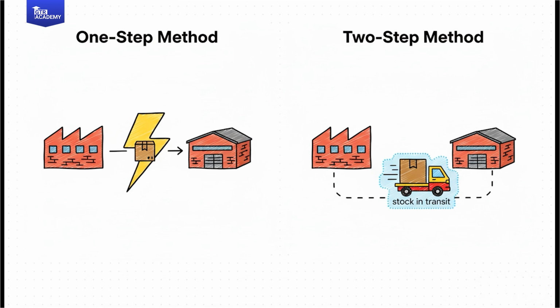But with the two-step method, it's different. When the goods are shipped, they go into this kind of limbo state called stock in transit. It doesn't belong to the sender anymore, but it doesn't belong to the receiver yet. It stays that way until the receiving plant actually confirms it arrived.